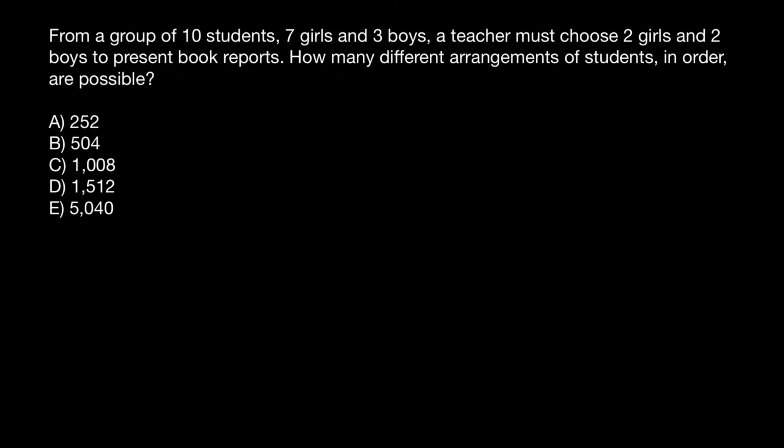And here's a problem. From a group of 10 students, 7 girls and 3 boys, a teacher must choose 2 girls and 2 boys to represent the book reports. How many different arrangements of students in order are possible?